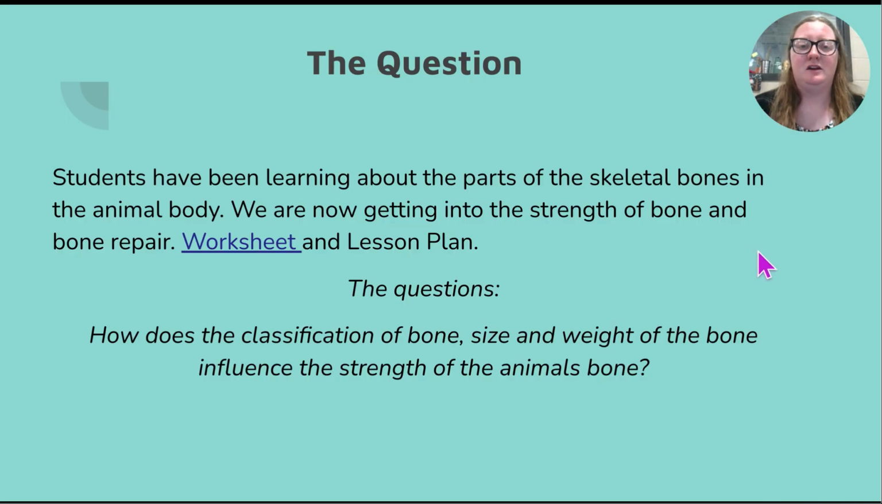Inquiry lesson. So the question that I wanted to look at is, how does the classification of bone, the size of the bone, the weight of the bone, influence the strength of the animal's bone altogether? This is part of my skeletal system unit in my animal veterinary medicine class, and the next time we meet we'll be talking about the breakages of bones and how to repair them.